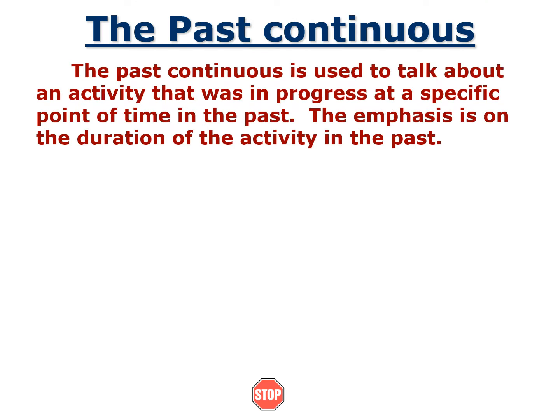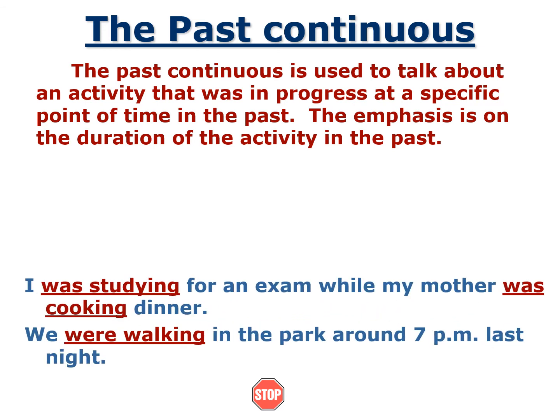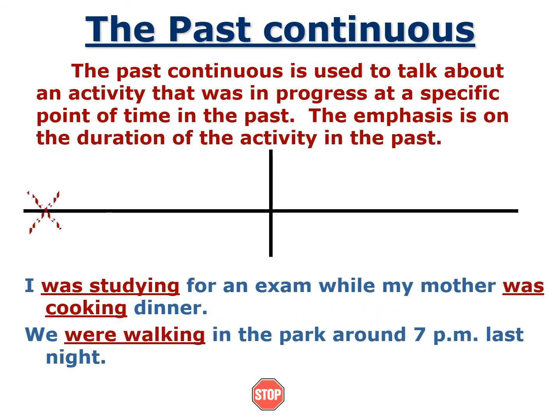The past continuous now. Let's move to the past continuous. It is used to talk about an activity that was in progress at a specific point of time in the past. The emphasis is on the duration of the activity in the past. So here the emphasis is on the duration. Let's look at this example.